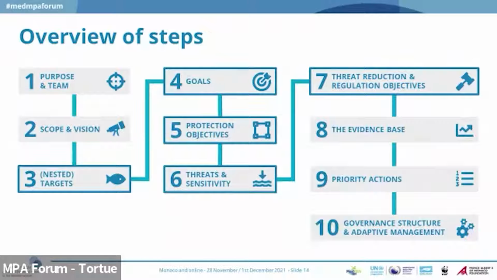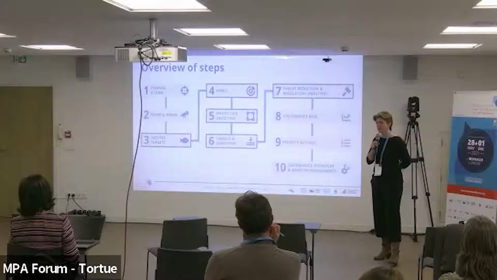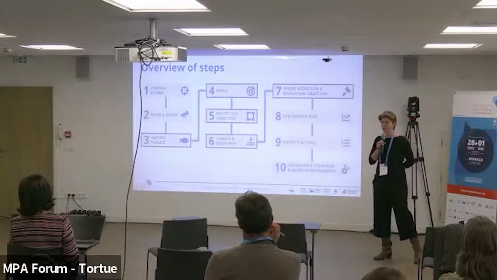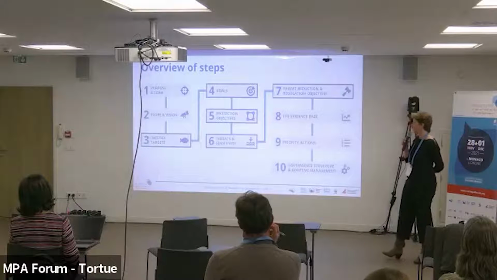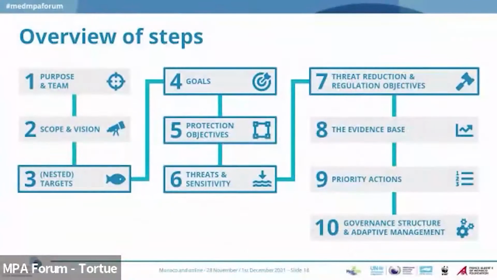Step number 2 is to delineate your marine region and try and understand what it is that you're trying to achieve with this marine protected area network. Is it just conservation, or conservation and well-being, or how do we think about this? Step number 3 is defining what it is you're trying to protect. We call that nested targets or targets.